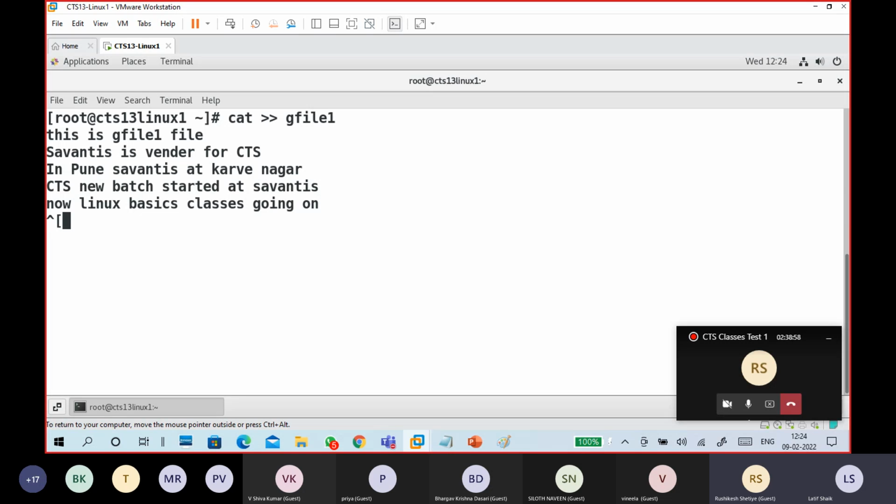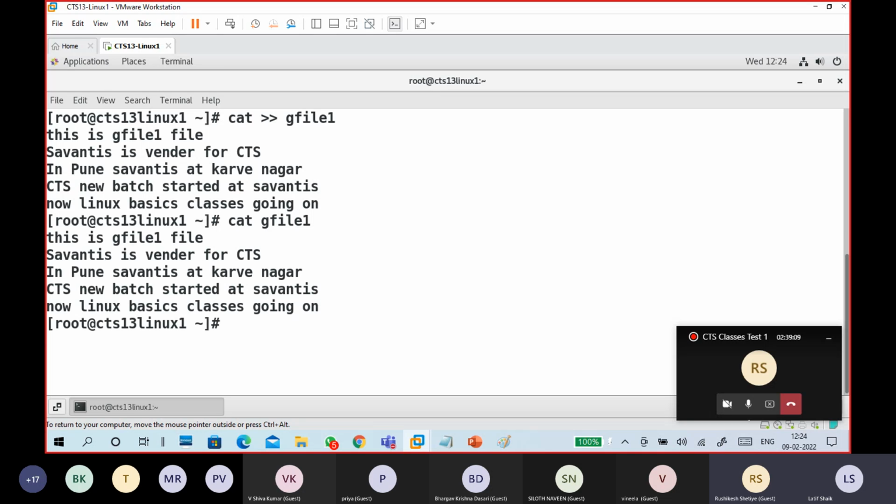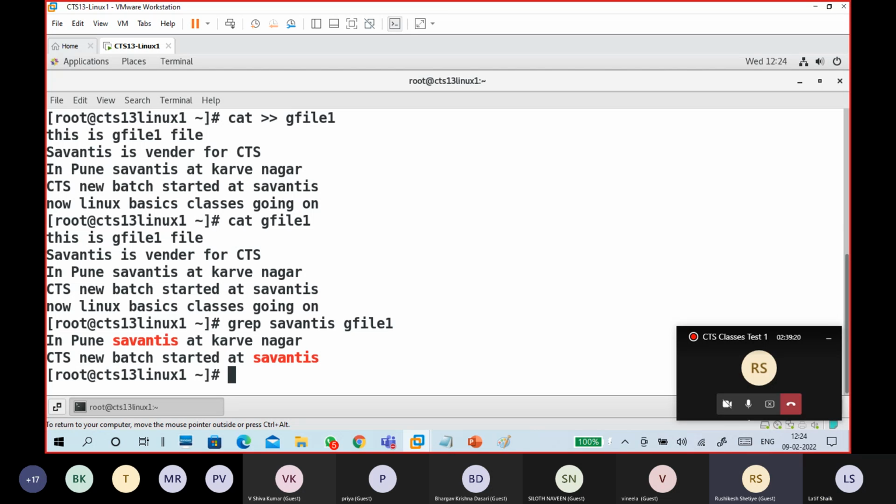Now what I'm going to do is Control D for saving. Guys, I created a file, gfile1. This is my file. I am putting grep Savantis gfile1. So look at the output and tell me what happened. Two lines are displayed with Savantis. The keyword or pattern matched with the two lines it is displaying.